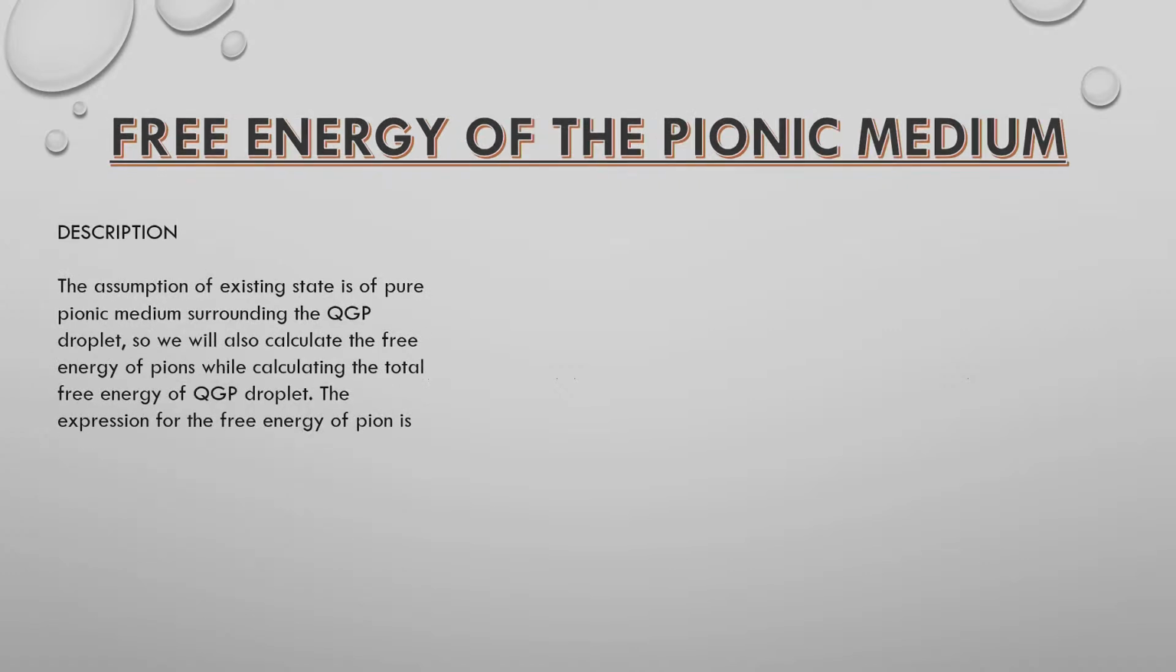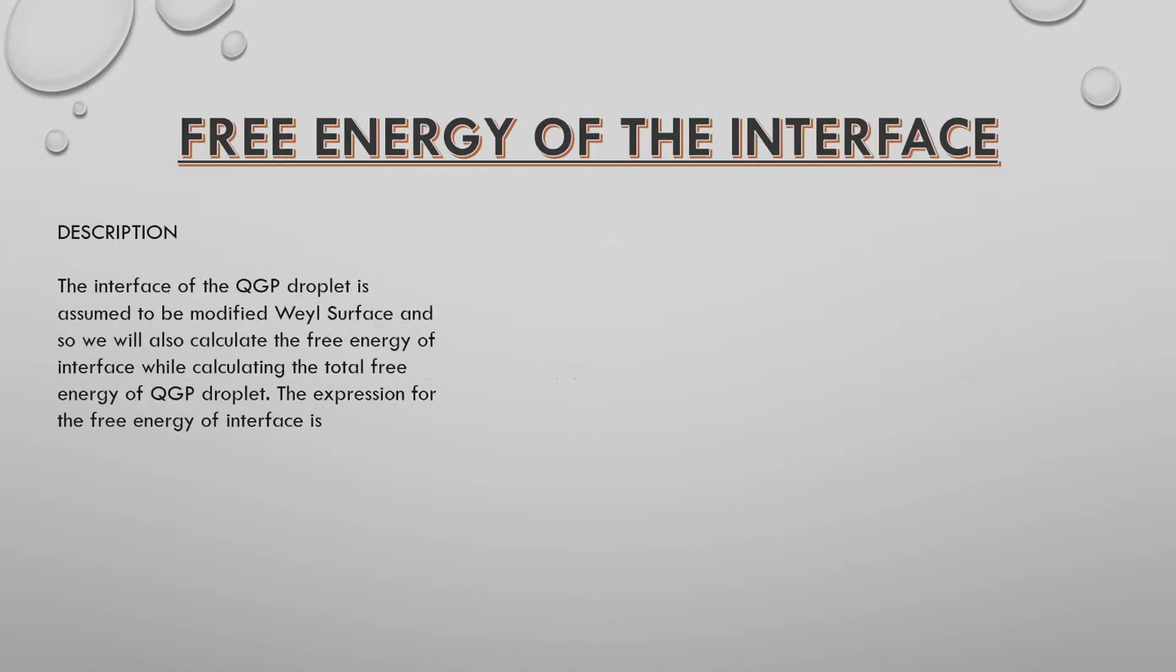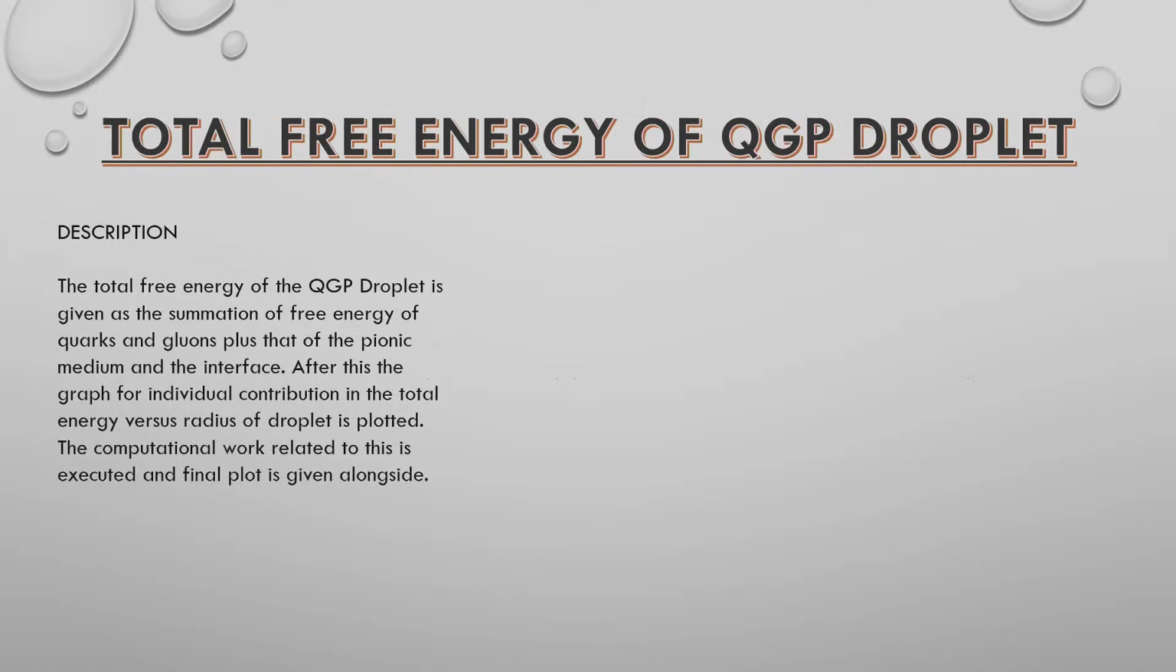and similarly the QGP droplet is surrounded by a pionic medium. Pions are basically a type of particles, and it stabilizes the droplet. So there was also the expression of the pionic medium, and similarly for the free energy of the interface, which is the Weyl interface we say. And finally we had the total energy of the QCD droplet, which was the summation of the free energy by quarks, by gluons, by the Weyl medium, and by the pionic medium.